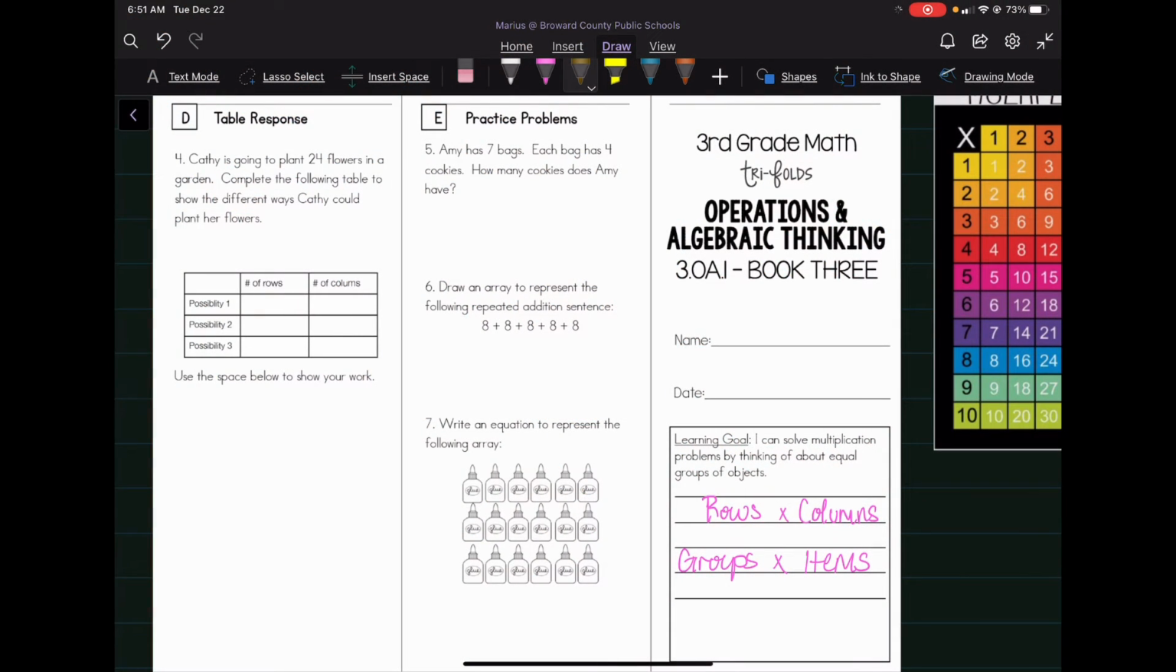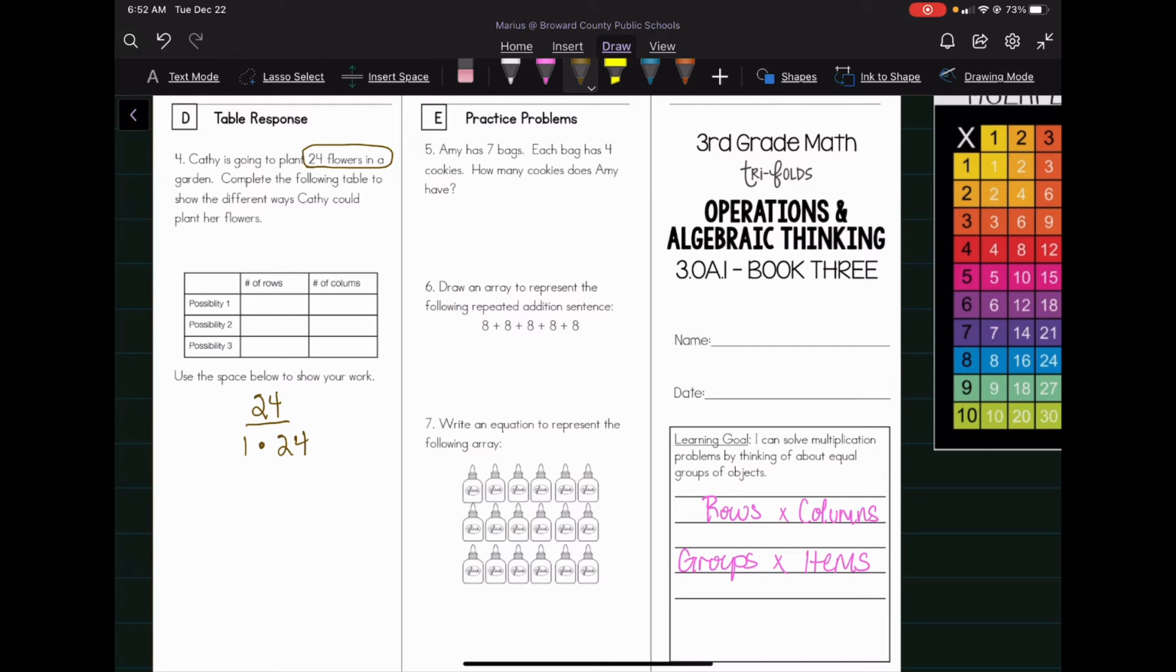Number 4, this is a table response. It says, Kathy is going to plant 24 flowers in a garden. Complete the following table to show different ways Kathy could plant her flowers. Now, that means we want to know what rows and columns, when you multiply them, give you 24. So we want the factors of 24. And one of the first factors you should always write is that 1 times anything is itself. So 1 times 24 is 24.